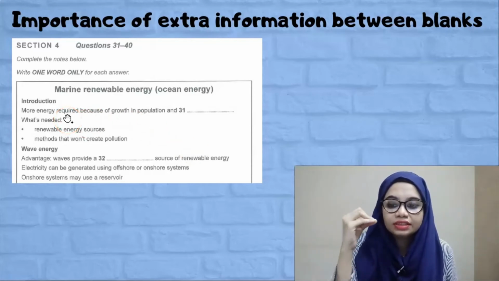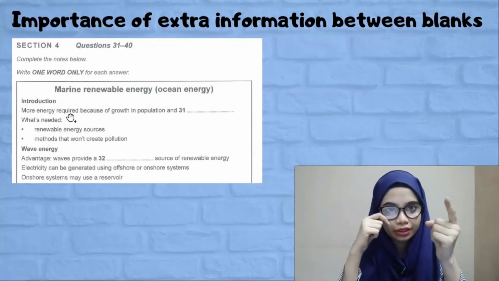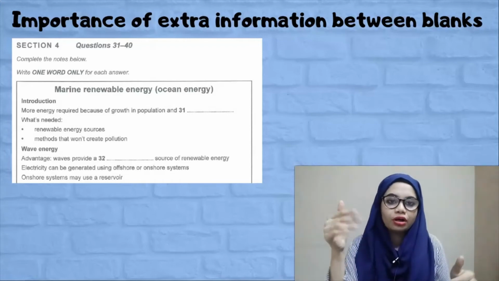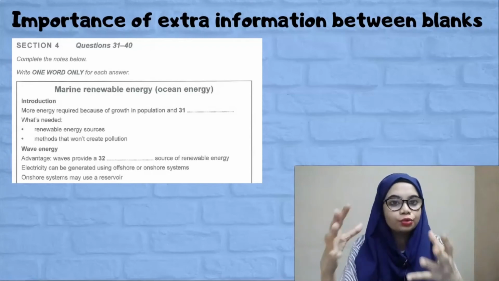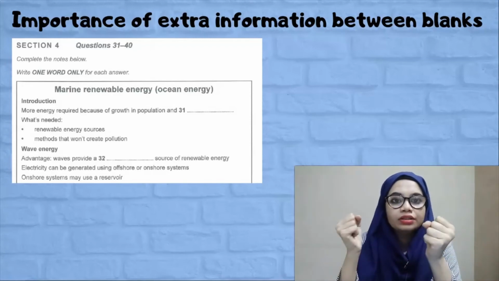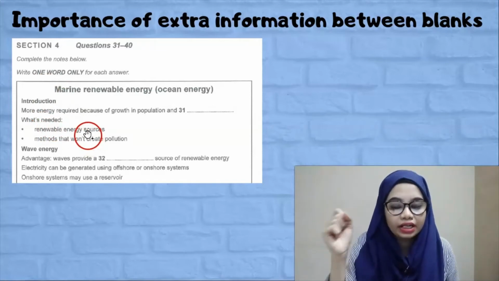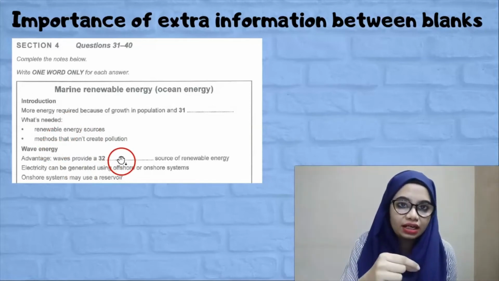Now, in section 4 especially, there is just one person talking, and the sequence of the talk, the topics they touch during the talk, are according to what is given in the question paper. So watching out for the extra information given between the blanks tells you exactly at what point the speaker is going to arrive at the next answer.